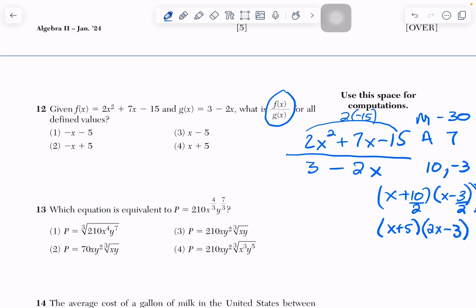Because it's not equal. And then in the denominator we're going to put this 3 minus 2x. All right? So the 2x minus 3 and the 3 minus 2x are the same but opposites. So this cancels out and becomes negative 1. If you distribute the negative 1 here, you get negative x minus 5, which is choice number 1. Okay, so that's 1/2 of the multiple choice for this one.